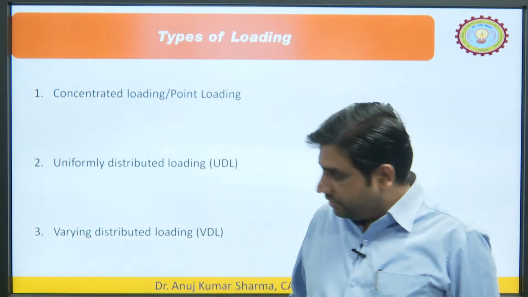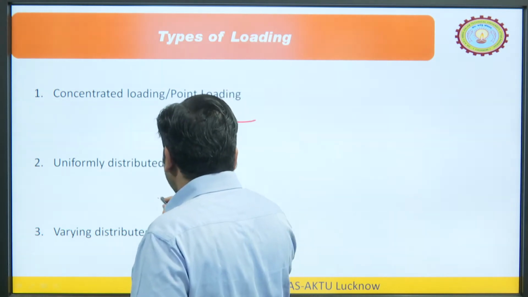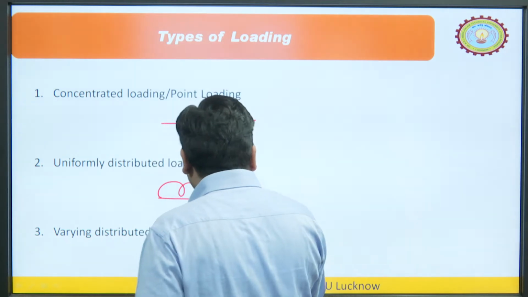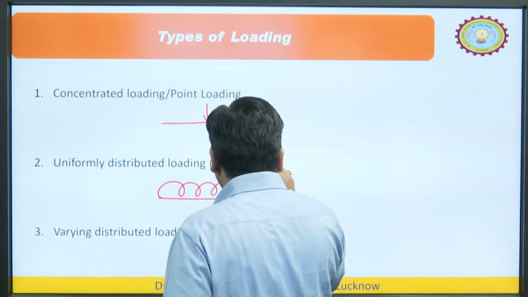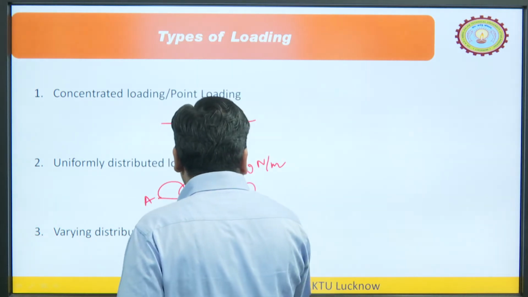Now, types of loading we have already discussed. Concentrated load means, let us say, this is the concentrated load, and this is the uniformly distributed load. The information we require here, let us say, is W Newton per meter and the length L. This is point A, this is point B.